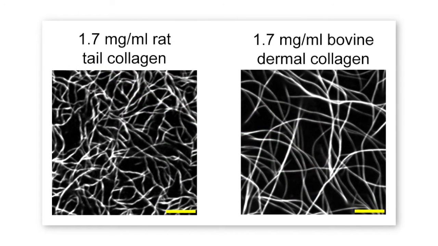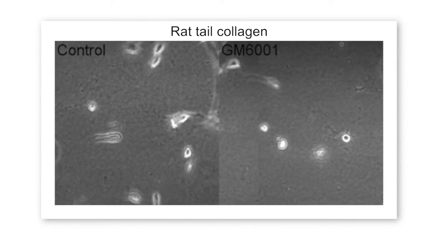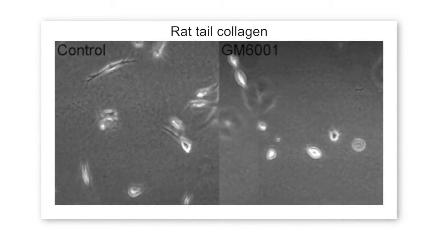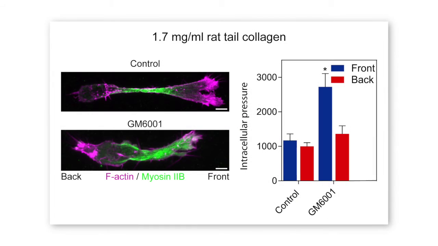So we used two different types of type 1 collagen gels. We used rat tail collagen, which has a small pore size, and compared that to bovine dermal collagen, which has a larger pore size, where there was not a significant barrier to movement of the nucleus. When we added the protease inhibitor, we did see that in the small pore size rat tail collagen, not only did cells slow down significantly, but they also began to generate the compartmentalized pressure, indicating to us that the nuclear piston mechanism had become activated in that 3D environment.